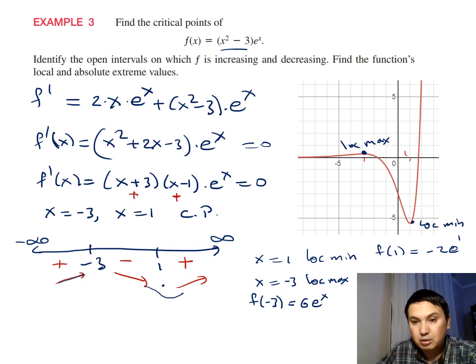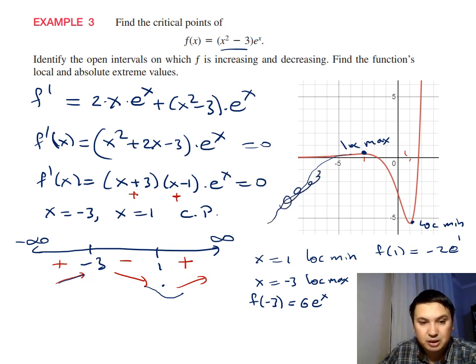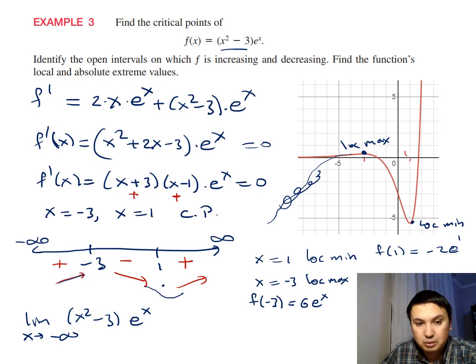Now, from the picture we see that this local minimum in fact is global, right? But how do we know it? Maybe this function will decrease and then become even smaller. So how do we do it? Well, you have to take the limit. You have to go ahead and take the limit as x goes to minus infinity of this function, x squared minus 3 times e to the x.